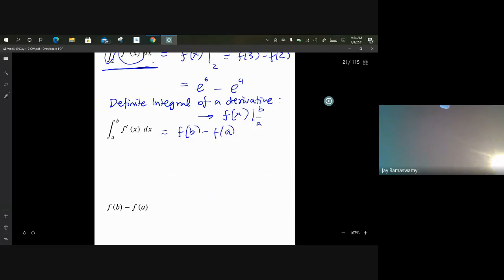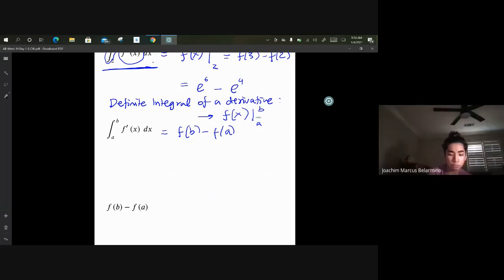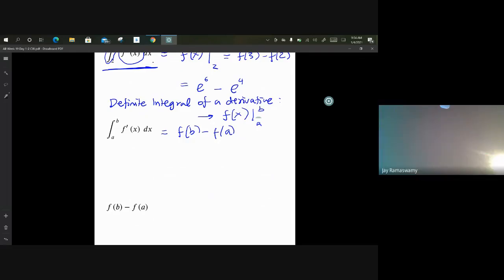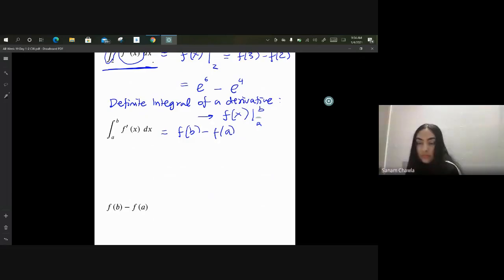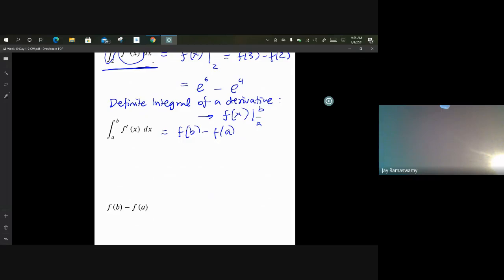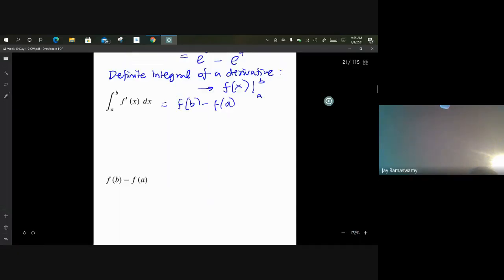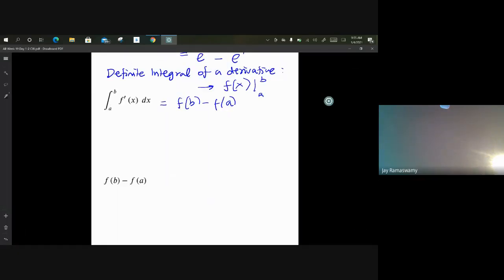Is everybody okay there? Because the integral of a derivative is just a function, and then you plug in the upper limit, plug in the lower limit. So that's called the net change theorem. So memorize that phrase. It's called the net change theorem. Okay. So I will say, what do we apply? You'll say net change theorem. Is that clear?